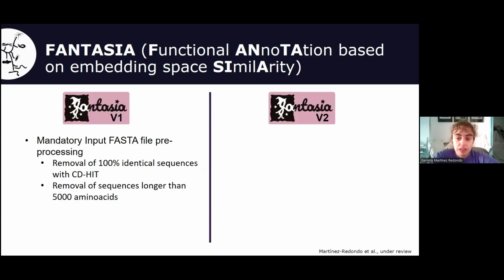I'm going to explain a bit the differences between FANTASIA version 1 and version 2, because as of today, we have two versions of it. In the first version, the input was pre-processed without an option to skip it. It removed sequences that were 100% identical with CD-HIT, and sequences longer than 5,000 amino acids. This is a constraint of the way it was first implemented.